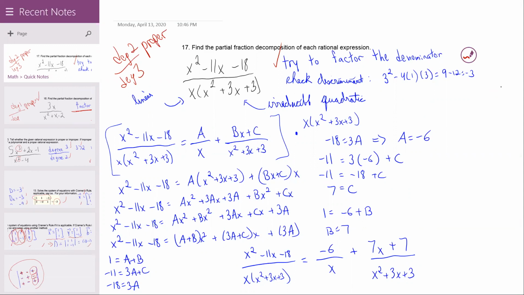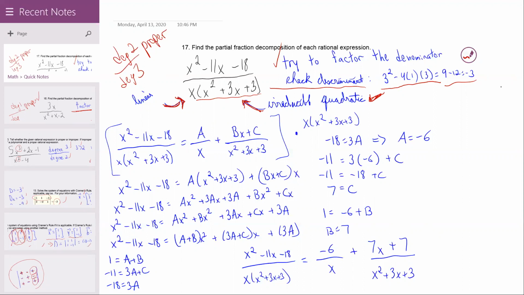Now, x is already factored out. This part looks kind of funny, and I'm not sure if it factors. So you can check the discriminant, which is 3 squared minus 4 times 1 times 3, which equals 9 minus 12, which equals negative 3. The discriminant is negative. That means this does not factor, which means the type is an irreducible quadratic. So the type for the x is a linear type, because if you graphed it, it would be a line. The type for this one is an irreducible quadratic. It means a quadratic that you cannot factor.